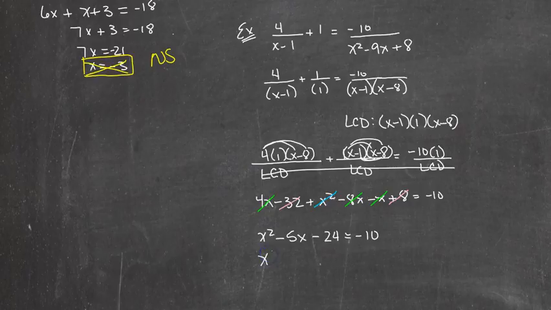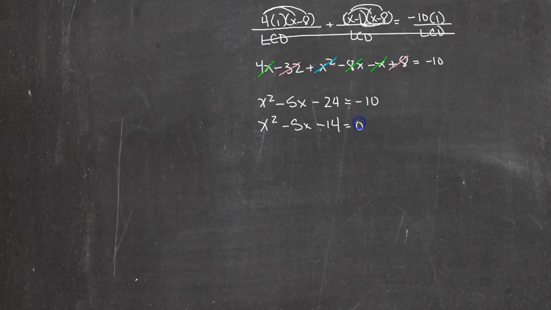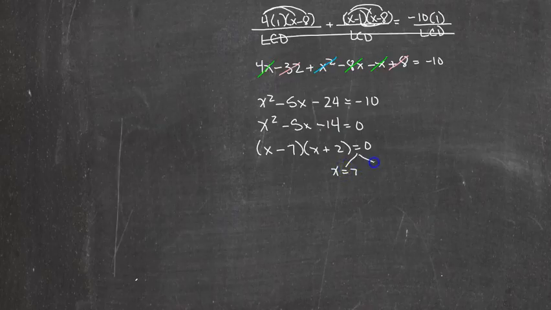All right, so finally x squared minus 5x, negative 24 plus 10 is negative 14, equals 0. And so I'm just going to factor two numbers that multiply to give you negative 14 but combine to give you negative 5, which would be a 7 and a 2. And one has to be negative. It would have to be the 7 in order for the 5 to be negative. And so I get x equals 7 and x equals negative 2.